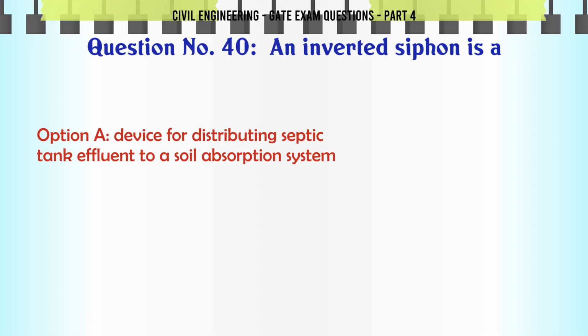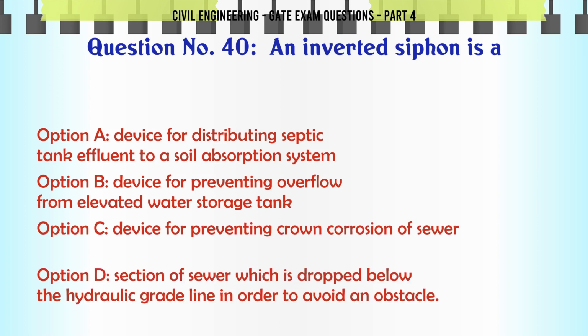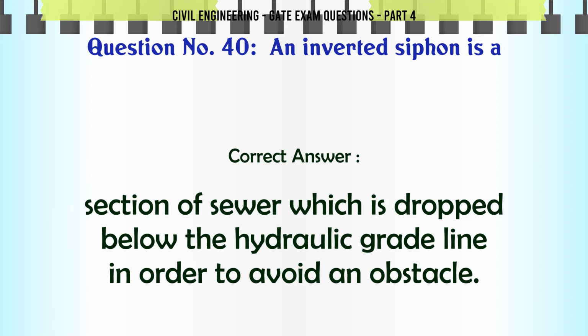An inverted siphon is: A. a device for distributing septic tank effluent to a soil absorption system, B. a device for preventing overflow from elevated water storage tank, C. a device for preventing crown corrosion of sewer, D. a section of sewer which is dropped below the hydraulic grade line in order to avoid an obstacle. The correct answer is a section of sewer which is dropped below the hydraulic grade line in order to avoid an obstacle.